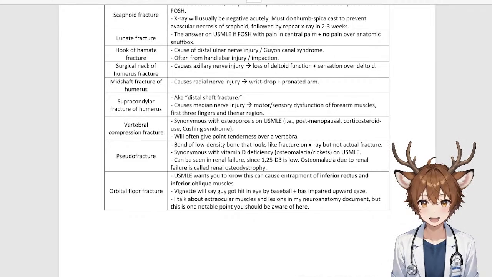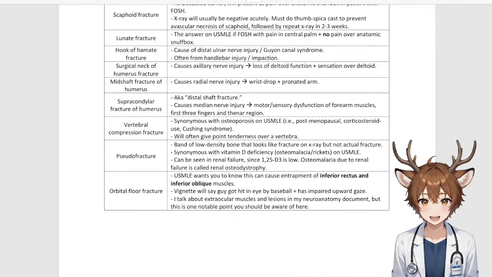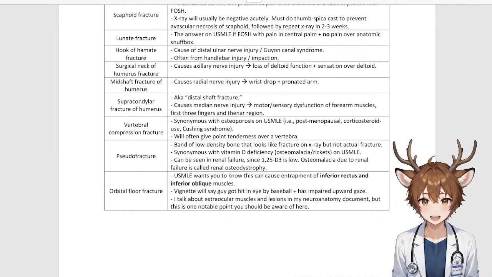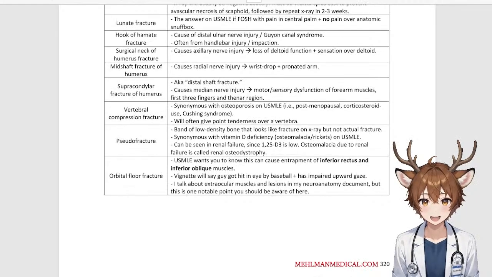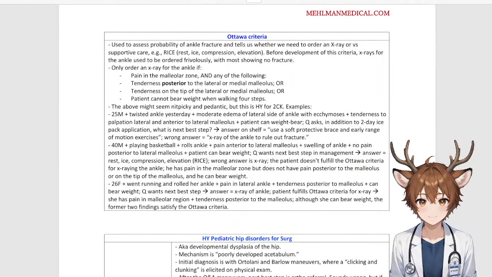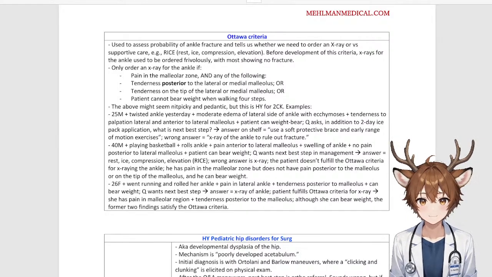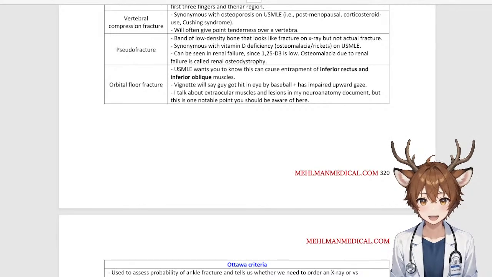Orbital floor fracture. USMLE wants to know this can cause entrapment of the inferior rectus and inferior oblique muscles. Vignette will say a guy got hit in the eye by a baseball, plus has impaired upward gaze. I talk about extraocular muscles and lesions in my neuroanatomy document, but this is one notable point you should be aware of here. Let me go back at that a little bit. So it says orbital floor fracture, inferior rectus, inferior oblique muscle entrapment.